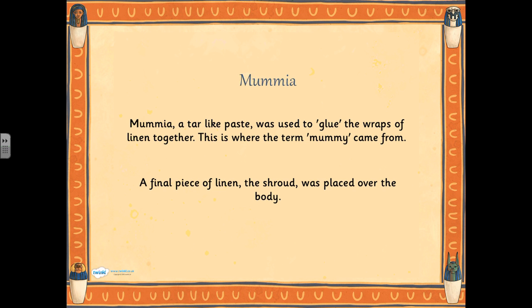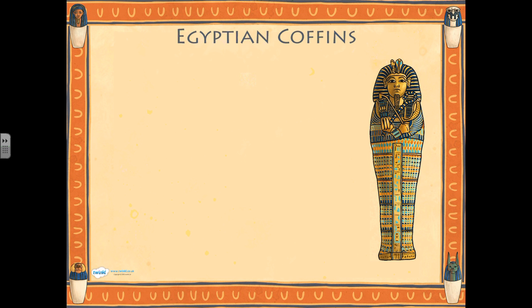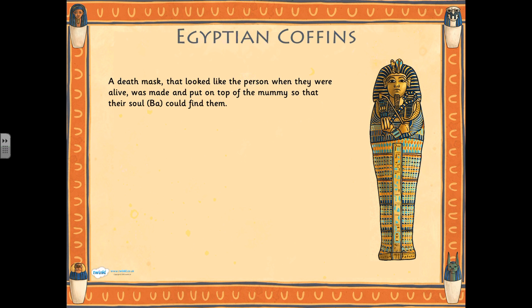A final piece of linen, the shroud, was placed over the body, and then often the body would go into a coffin with a special death mask. And the most famous one of all is the death mask for the boy king Tutankhamun. You might have heard of that one. The death mask that looked like the person when they were alive was made and put on top of the mummy so that their soul, their ba, could find them.